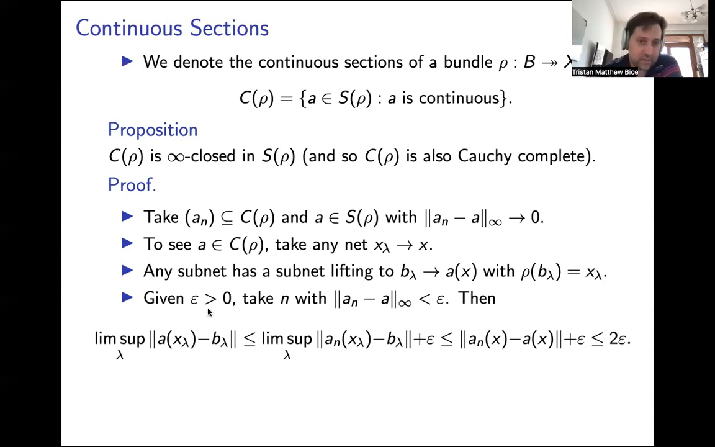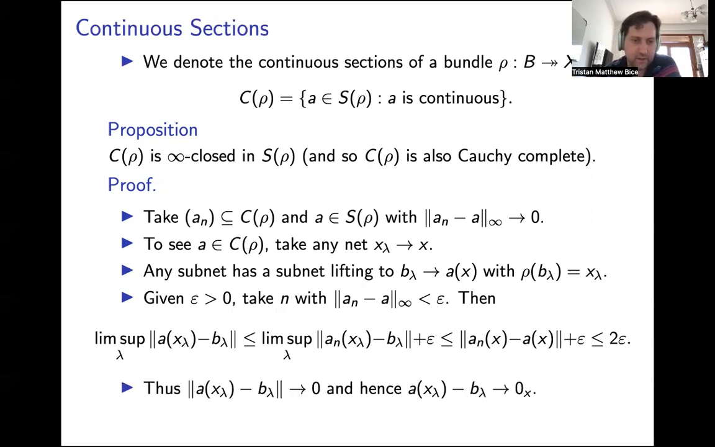But now we can get rid of the epsilon because epsilon was arbitrary, right? We were looking at this expression here, okay, and the expression on the left here did not depend at all on our choice of n, right? So if I can do this for arbitrary epsilons, well then of course the only option is that this lim sup here had to be in fact 0. In other words, AX lambda minus B lambda has to approach 0.